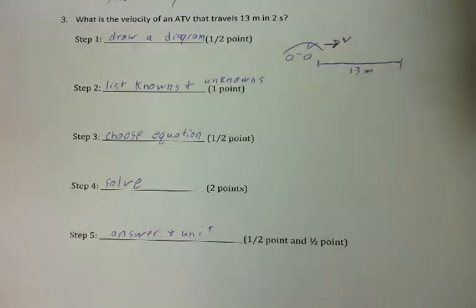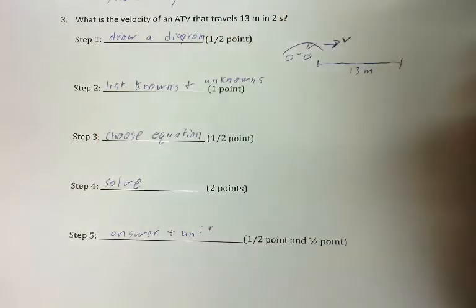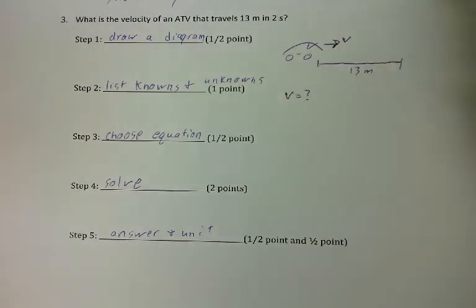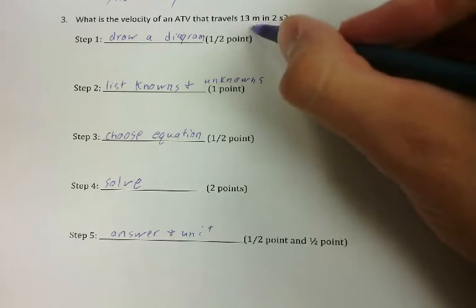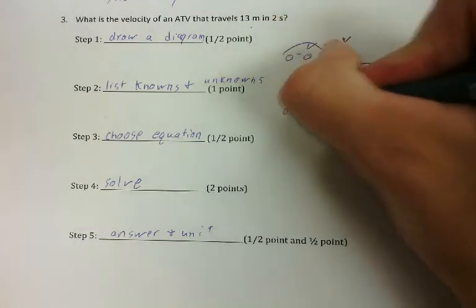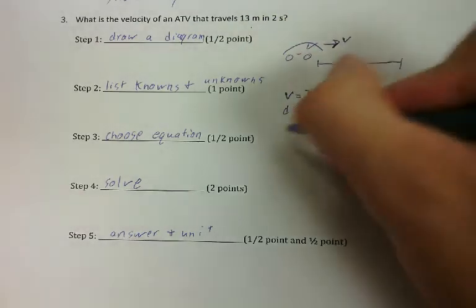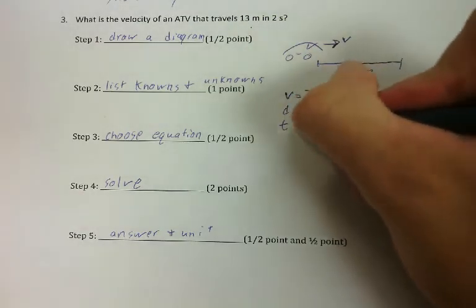I'll just write v. Step 2, list the knowns and unknowns. This is where you list what you do know about the problem and what you're trying to solve for. What I'm trying to solve for is the velocity, so I'm solving for v, and I just write a question mark for that. Then I write down the things given in the problem. It tells me it goes 13 meters, so that's a displacement. And it takes 2 seconds, so that's a time.